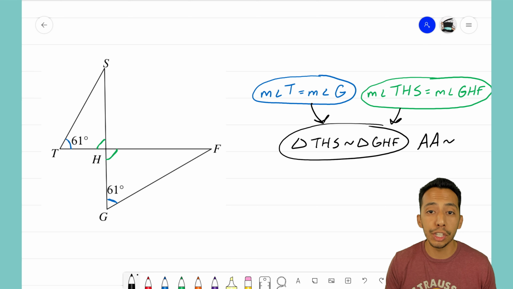You gotta look for clues. When you're trying to prove that two triangles are similar, what you're looking for are facts. The facts go in the top of your flowchart here, and you just have to find out what angles match each other.